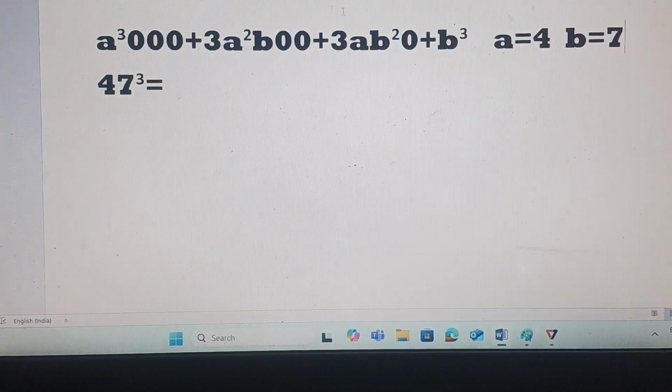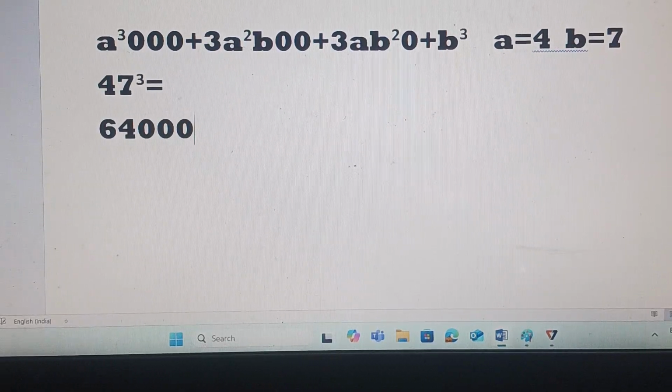Now let's take a look at the first part of our formula, a cubed with 3 zeros. Since a here is equal to 4, what we're going to do is 4 cubed. 4 cubed is just 64, and I'm going to write 3 zeros after that. So we have 64, 3 zeros. So that gives us 64,000.